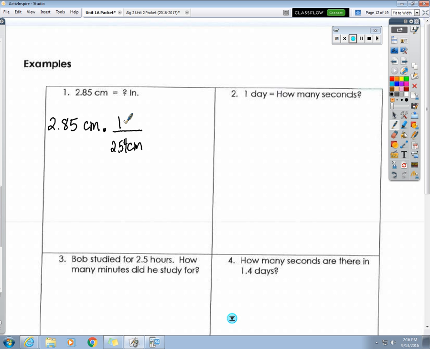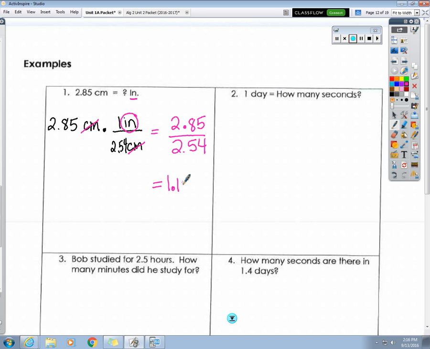2.54 centimeters is 1 inch. So now we're done with our conversion chain because we've made it to inches. That's what we were trying to make it to. So we can cancel out centimeters and centimeters. Okay, 2.85 is our numerator because we would have just multiplied it by 1 and it stays at 2.85. The denominator is 2.54. When you divide that, what do you get?